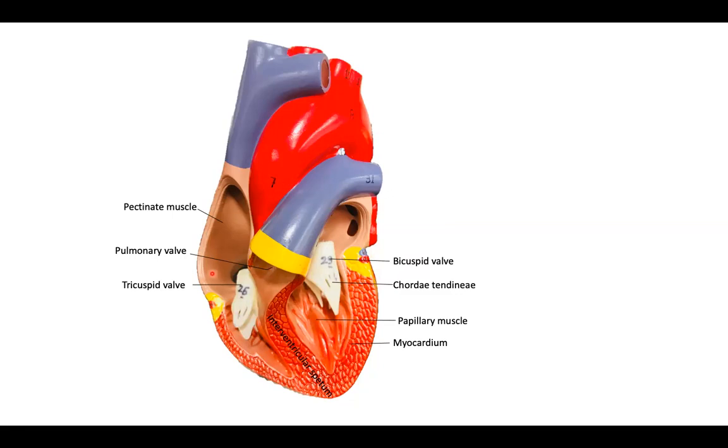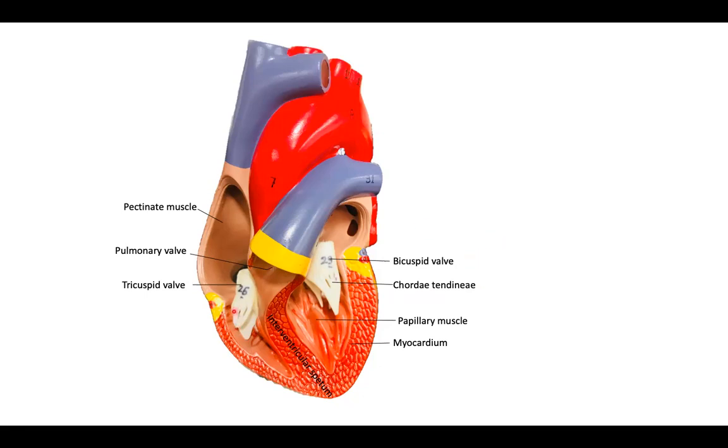Now, the muscles that are lining the atrium are called pectinate muscle. The muscles that are lining the ventricles that hold the little tendons that keep the valves open are called the papillary muscles. And the strings that are connected to the valves, your tricuspid or bicuspid valves right here, are called the chordae tendineae. So what are these valves that we're talking about?